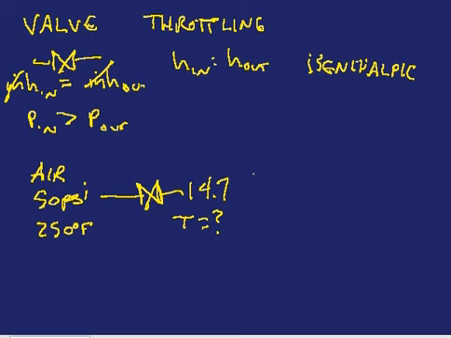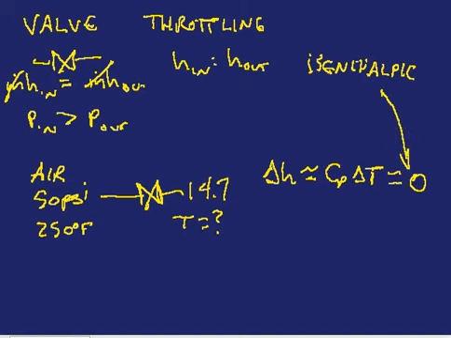Now, if we treat the air to be an ideal gas, then you know that delta H is approximately equal to Cp delta T over reasonably small changes in temperature. Well, let's see if it's small. So if delta H is equal to 0 for this valve, and we have an isenthalpic process, then delta T must be equal to 0. And so therefore T2 or T out equals T in equals 250 degrees Fahrenheit. So no change in temperature across that valve.